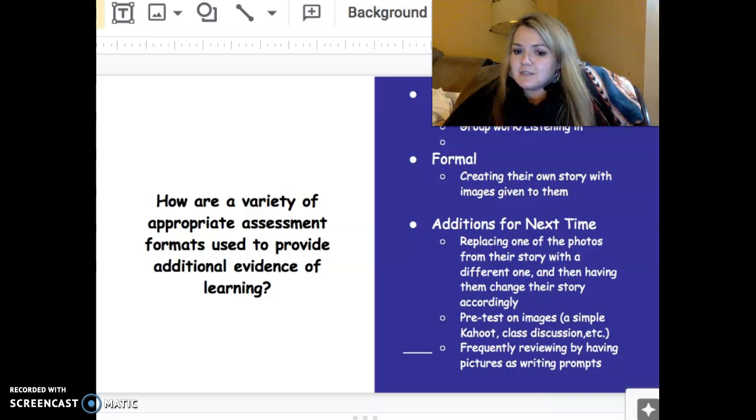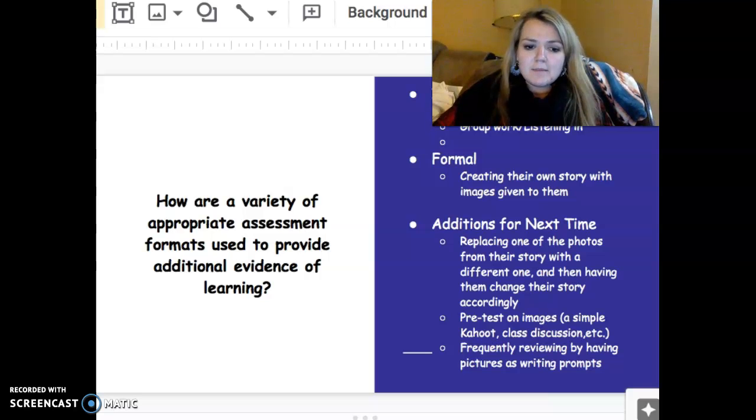I also think that giving them a pretest on images and what they know about their meaning and how to put them into a sequence of a story would be interesting. I could even do a simple Kahoot or a class discussion for that, or have a Seesaw activity. And also I think I need to frequently be reviewing this by having pictures as writing prompts or as discussion points.